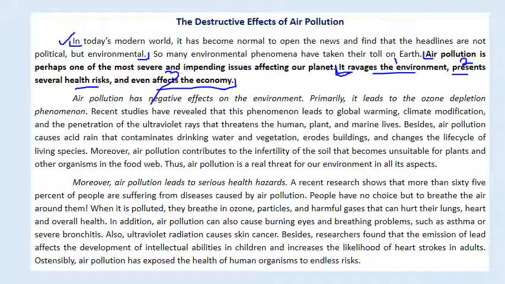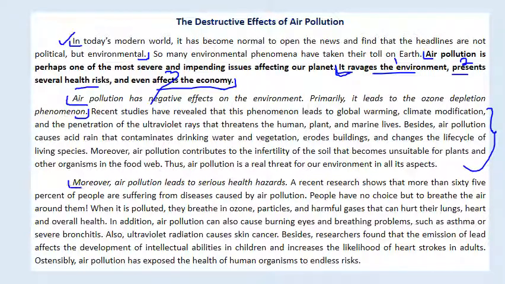Now, how it ravages the environment. This is my topic sentence. Air pollution has negative effects on the environment. Primarily, it leads to the ozone depletion phenomena. Okay, recent studies here. I'm giving examples to support my idea, my topic sentence. If you can't give statistics, talk generally.